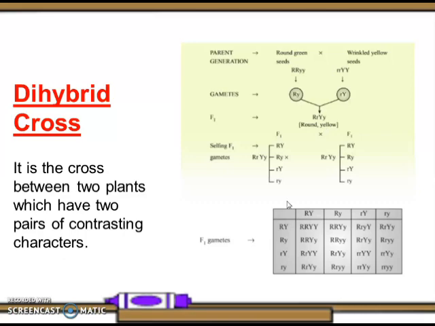Therefore, the round and yellow seeds are the dominant characters. In F2, the phenotype ratio is 9:3:3:1, and the genotype ratio is a very complex one. So this shows that the genes are independently inherited.